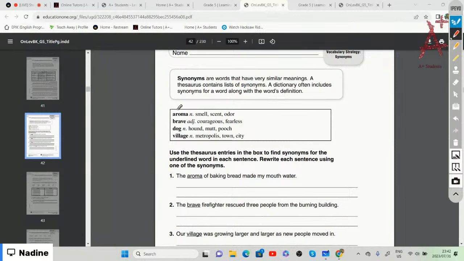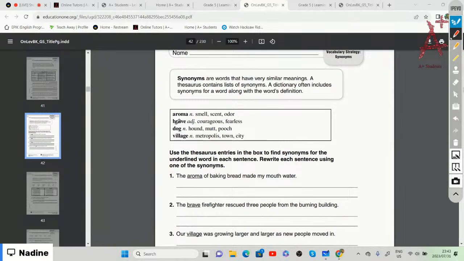So if you want to talk about the aroma of the cake, you can even say the smell of the cake, the scent of someone, the odor. As much as we mainly use odor in the context of something stinking, odor doesn't necessarily mean something stinking. Odor can be a good smell, can be a bad smell.